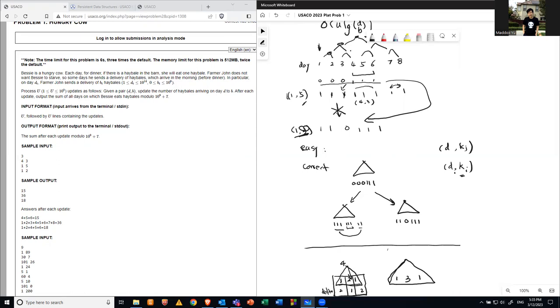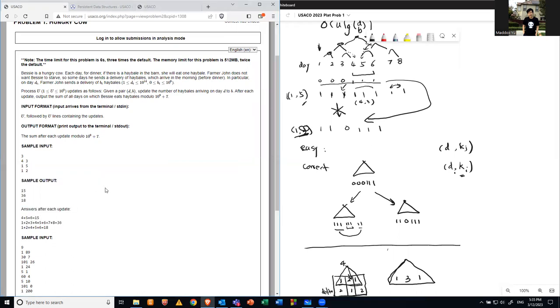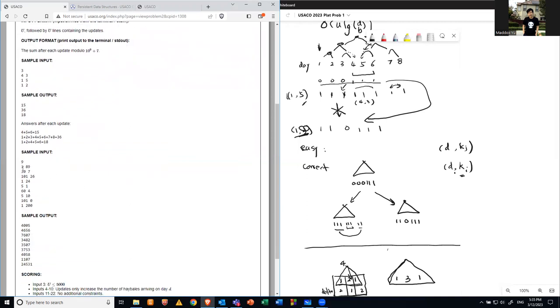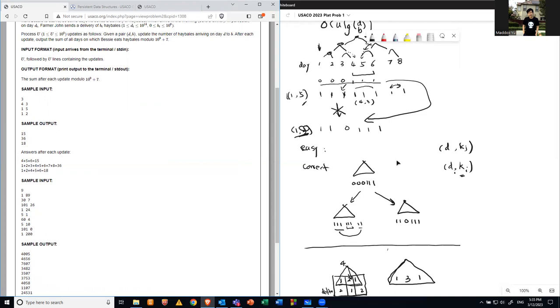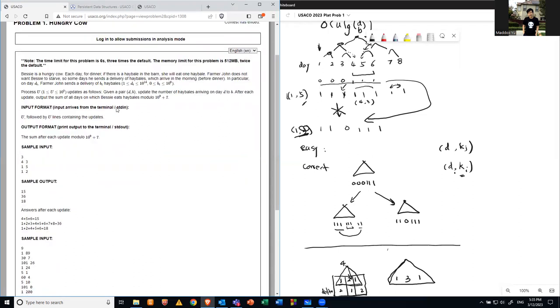Here will be updated. This I will keep the same. Right, this I will keep the same. Here I will keep the same. Here I will update. So it's the same concept. Of course, when you have a little bit more difficult ones, you use the offline query concept first. You look at this first, you sort it, then you deal with it. Okay, that's basically a persistent segment tree problem.